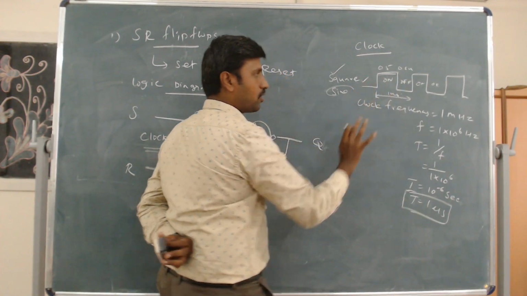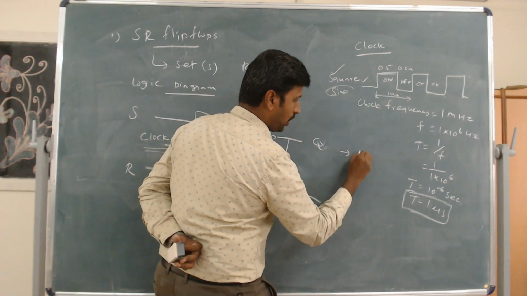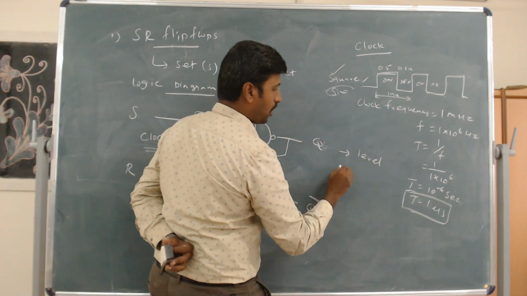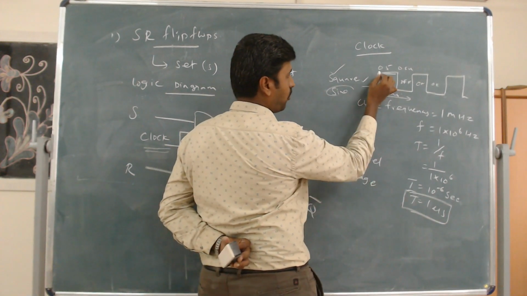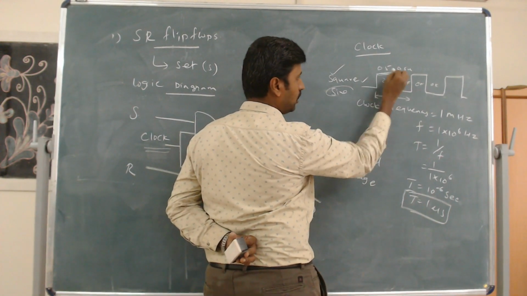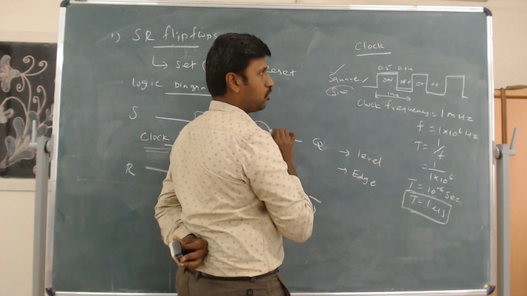So this is the clock signal. The clock signal may be divided into 2 types: level triggered clock signal or edge triggered clock signal. In level triggering, for 0.5 microseconds it is the on time, and after 0.5 it is the off time. This is a level trigger.